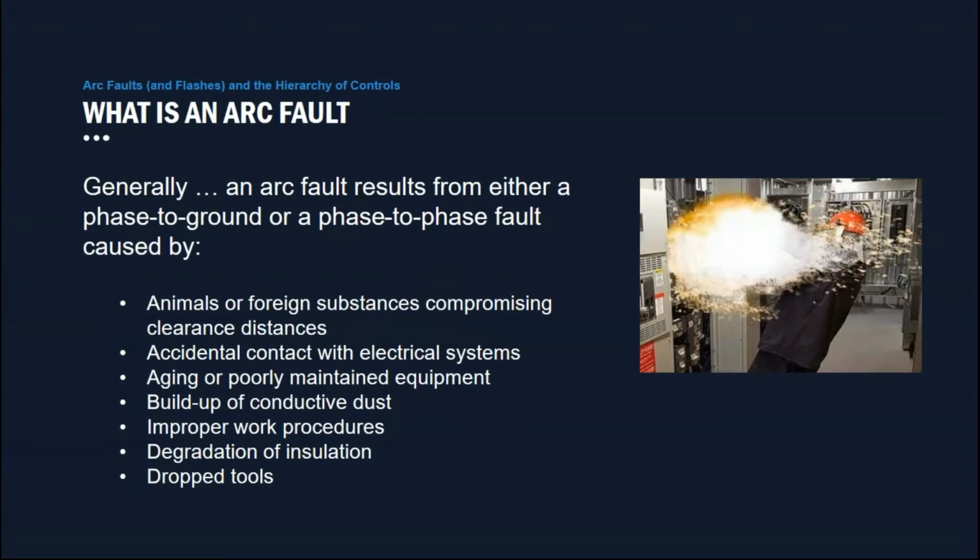So what is an arc fault? Generally it results from basically a short circuit through air, either from phase to ground or phase to phase. And they can be caused by many circumstances. If you have animals or foreign substances compromising clearance distances, accidental contact, poorly maintained equipment, build-up of conductive dust, work procedures, degradation of insulation, drop tools, lots of reasons why they come about.